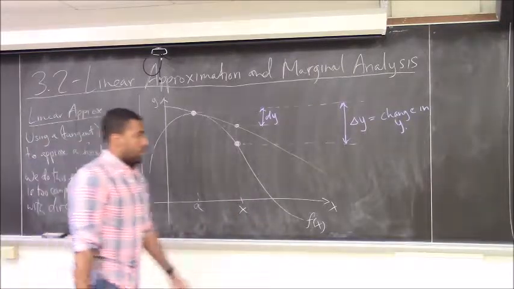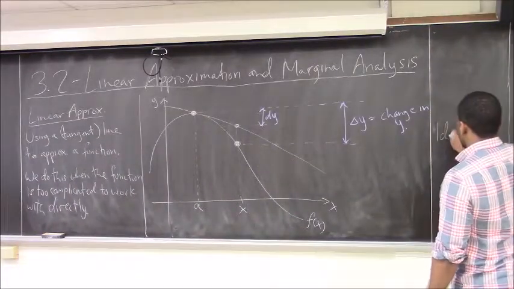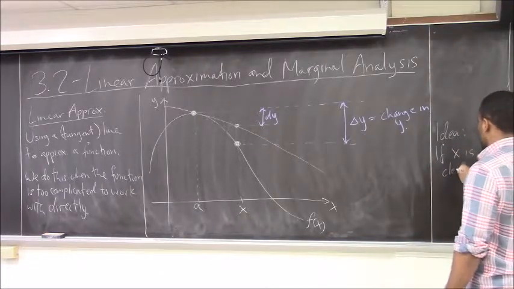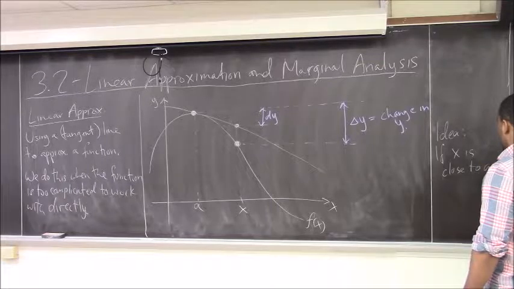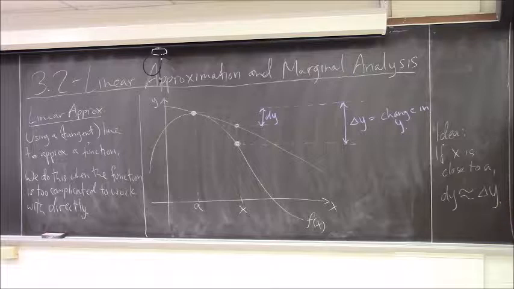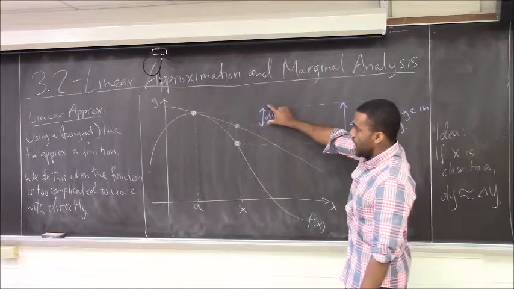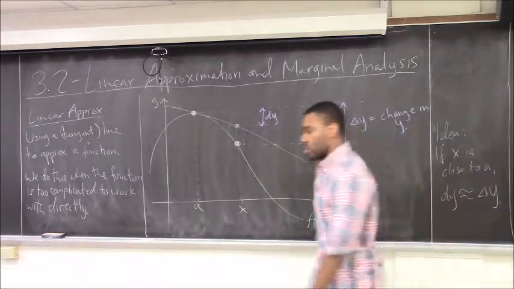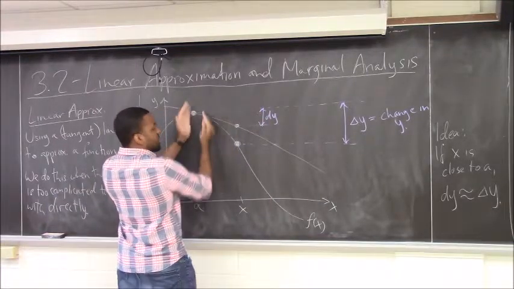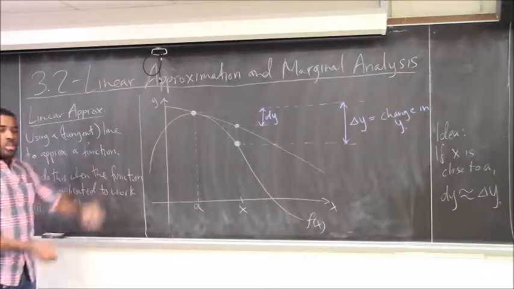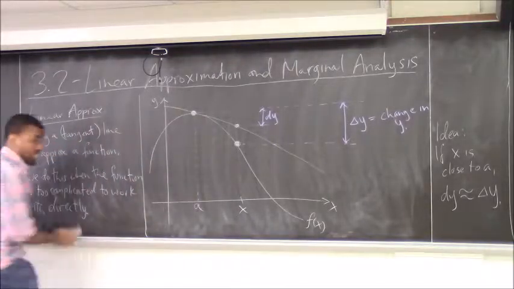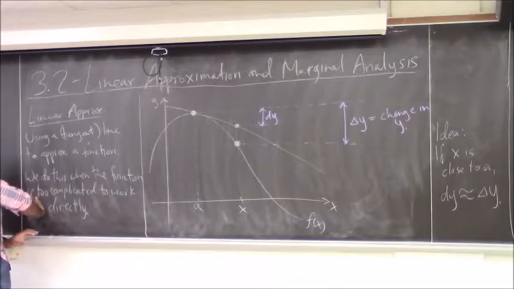So the idea here is if x is close to a, your dy is pretty close to your delta y. So measuring this y distance is very similar to measuring the original y distance. Right? You can notice that as you zoom in closer and closer, the tangent line and the function are pretty much doing the same thing. So these two distances will actually get closer and closer together. As long as your function is differentiable, you can put a tangent line there. So that's the idea.